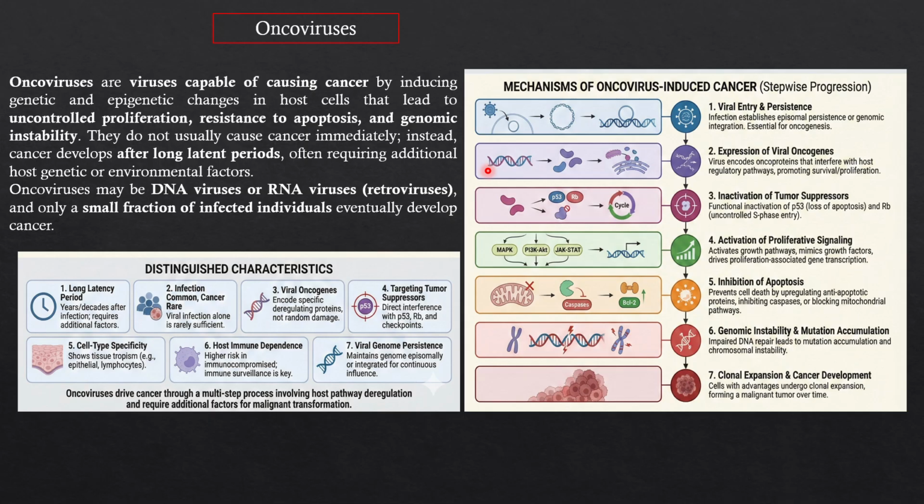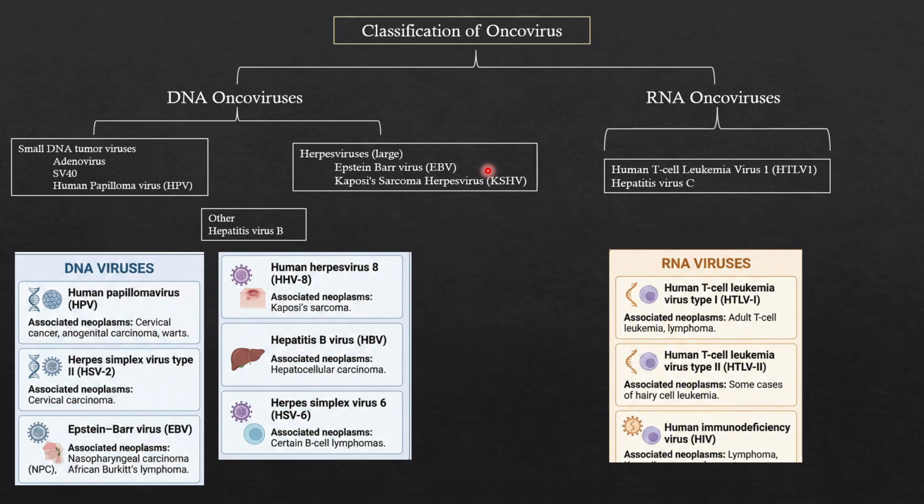Viral proteins also activate proliferative signals like MAPK and PI3K-AKT, as well as JAK-STAT, while inhibiting apoptotic processes through proteins like BCL2. Over time, the accumulation of mutations and genomic instability leads to clonal expansion and malignant tumor formation. So, the distinguishing characteristics of the oncoviruses.